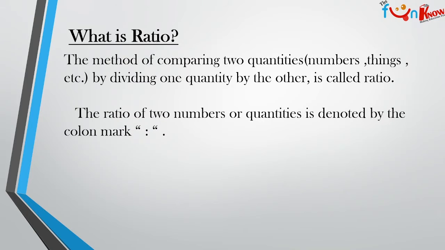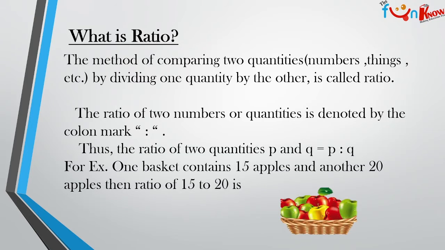The ratio of two numbers or quantities is denoted by a mark or a symbol which is known as colon. So you can see over here, this is a mark which is known as colon, and this is what we use for denoting ratio. So the ratio of two quantities, as you can consider here, P is one quantity and Q is another quantity. So the ratio of P and Q will be written as P to the ratio Q. This is the symbol of a ratio.